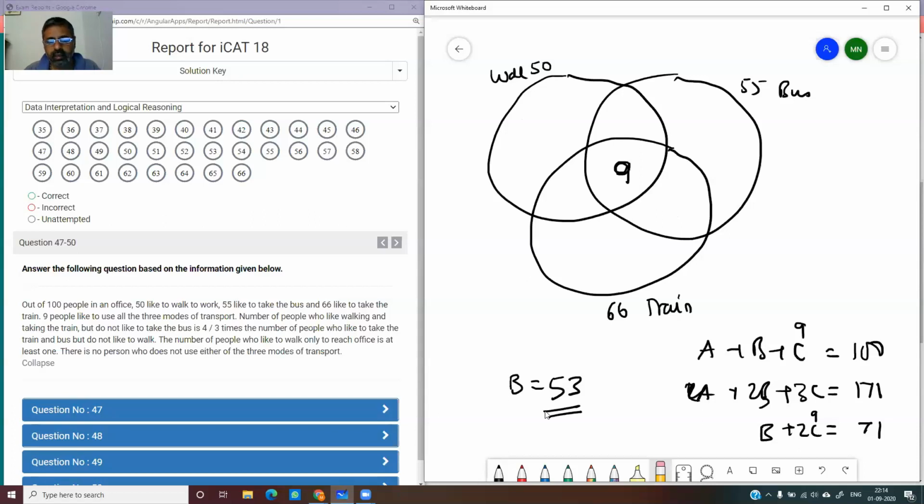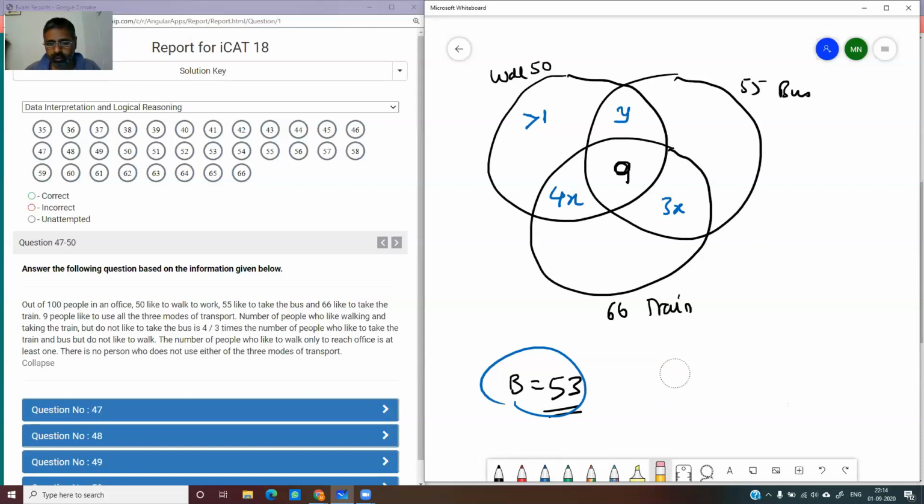The moment you've got this 3 and something is given here, the number of people who like walking and taking the train is 4 by 3 times. So this is 4x, they've given this. This is 3x, they've given this. And let's say this is y. One condition they've given is there is no person who does not use either of the 3 modes of transport. Number of people who like to walk only is 2. The number of people who like is at least 1, so this should be greater than 1. These are the conditions given. But with this approach, you're able to get this very fast.